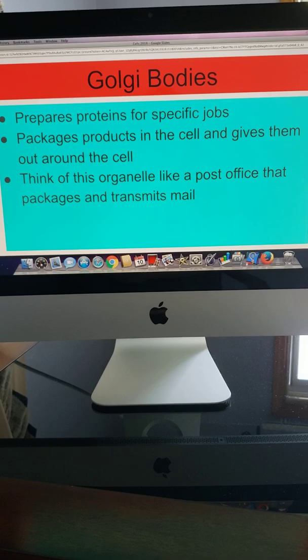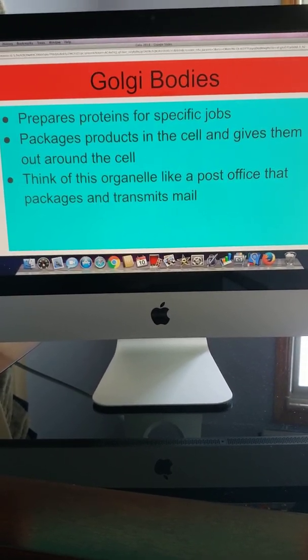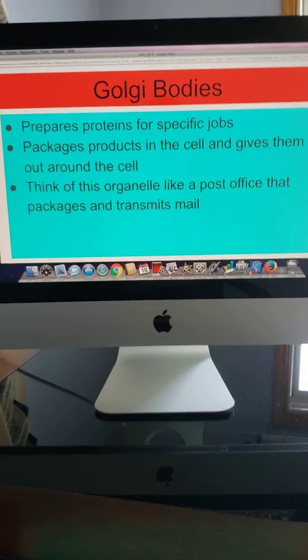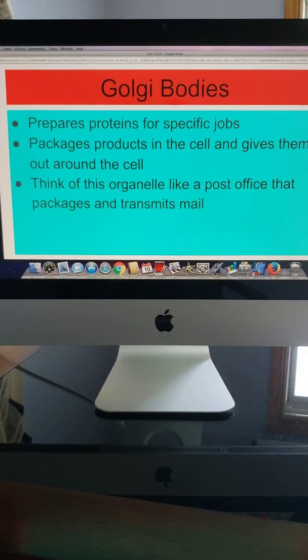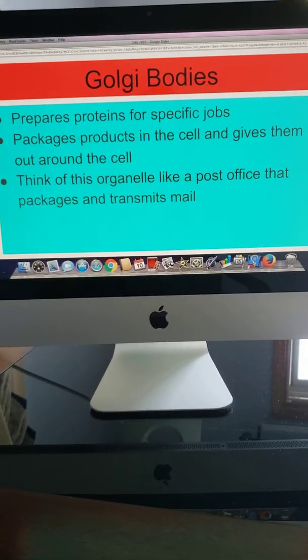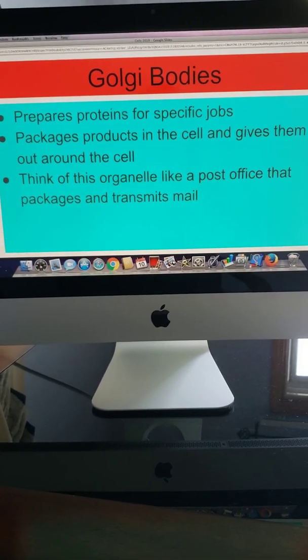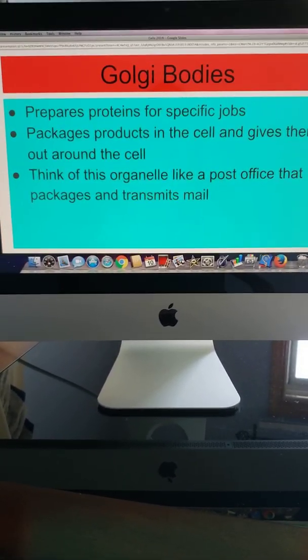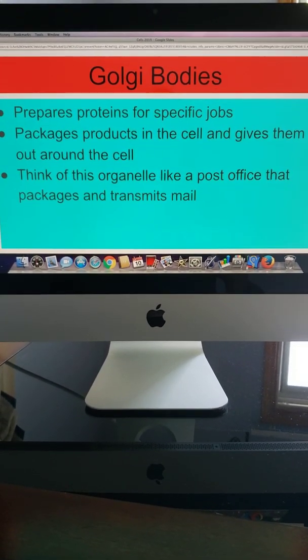So I like to think of Golgi bodies like a present. Think of it like a post office where the packages are prepared, getting ready to leave the post office, and then the mail truck would be the ER delivering that mail to different places. So again, let's say you're sending a present, and Amazon delivers it. The present or the packaging would be the Golgi bodies, and Amazon truck delivering it to someone's house would be the endoplasmic reticulum.